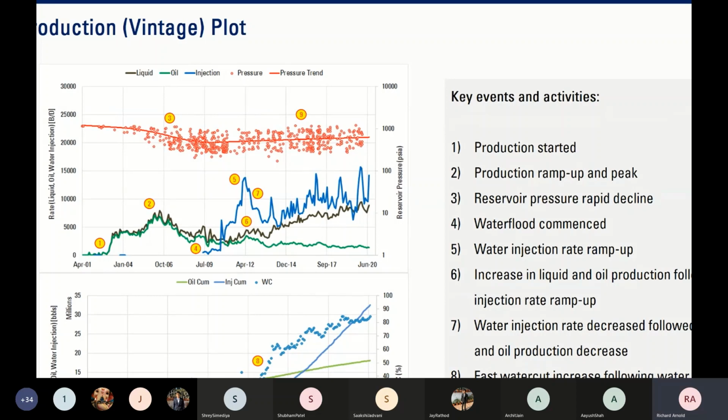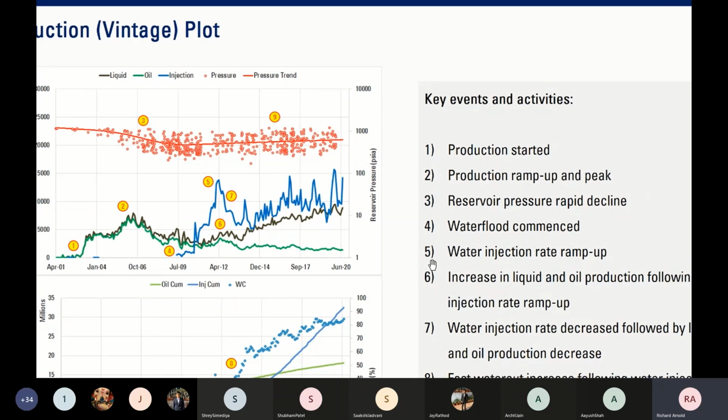We need to implement water flood or water injection as soon as possible. That's why at number 4, at around July or May 2009, we implemented water injection, or water flood. Actually, we were quite late, because the reservoir pressure had already declined rapidly. But it's okay, because finally we implemented the water flood.